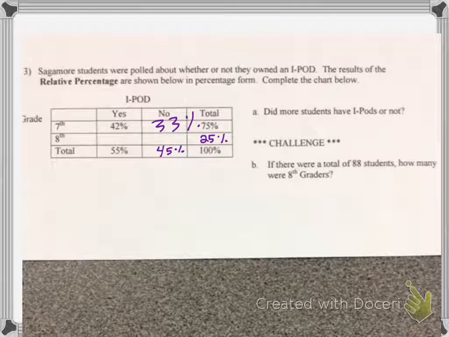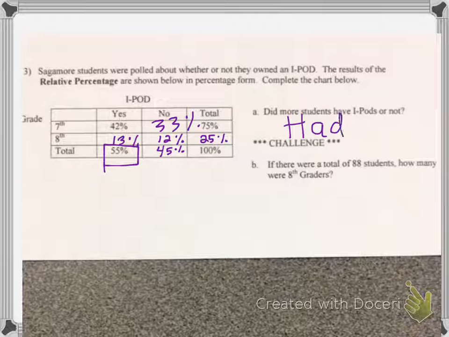Then I can add straight down right here to find the percent. 33 plus 12% would be 45%, so 12% right here. And then I could go that last direction and find out that this is 13% right here. So now that I have all those totals written in, I can decide did more students have iPods or not. Well, the total of students who had iPods were 55%, so we would put that more had iPods.